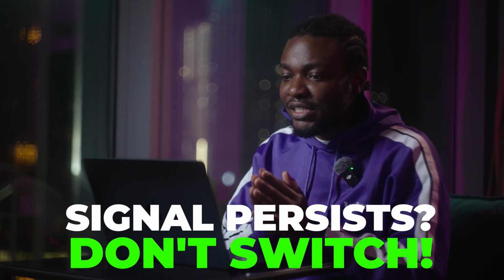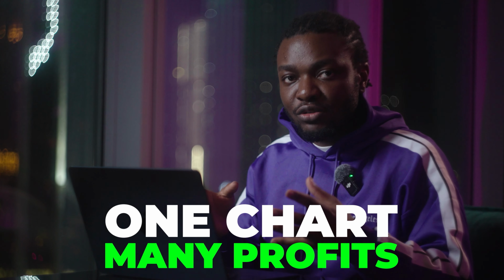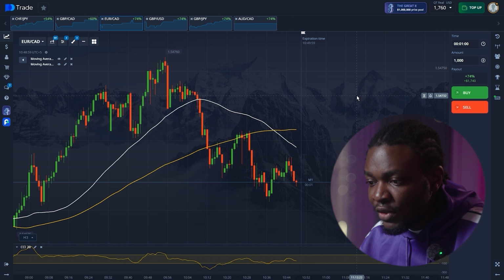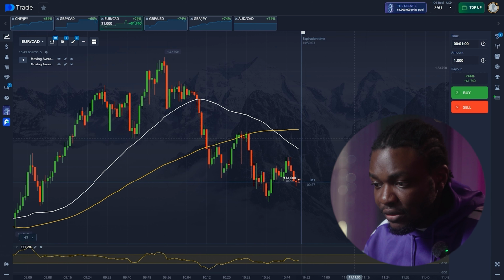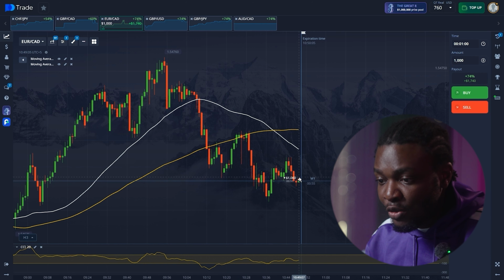So, a pro tip: always stick to the same chart if the signal persists. In my experience, consecutive winning trades on one asset yield the biggest profits. So I'll encourage you to continue doing that. Okay, let's keep trading. Entering short again. The market shows no signs of reversing, so we are going to capitalize on this opportunity, of course.